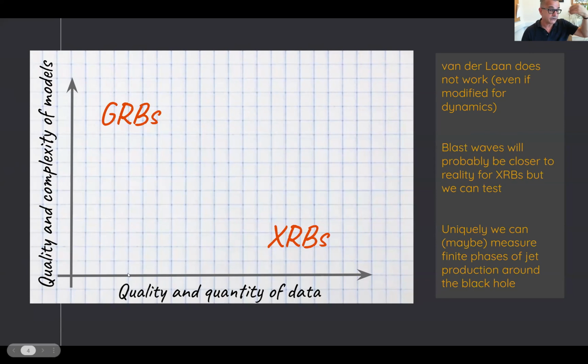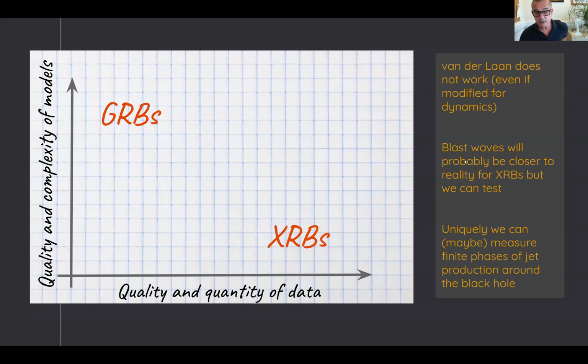So they typically have some power law rise and decay for a single event, and that's all they've got. The quality and quantity of data we have for the X-ray binaries is absolutely extraordinary, and the GRB field would die for it, but our models are very poor. So I would say the Van der Laan model, which has been the mainstay of modeling for X-ray binaries for a long time, is just wrong.